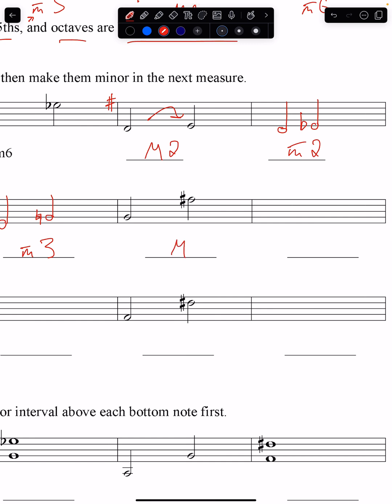The same thing would be true of this seventh right here. So we know that that is going to be a major seventh. 1, 2, 3, 4, 5, 6, 7. And then in G major, F is naturally sharped. So here I'm going to go G to F, making sure that my stem's facing the right way. And then that is now my minor seventh.